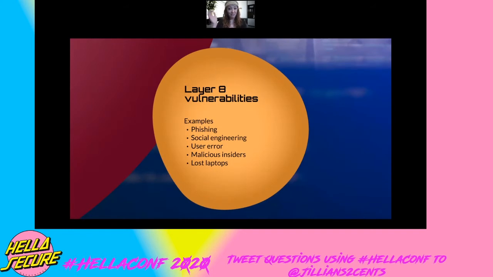So also layer 8 vulnerabilities. And by layer 8, I mean humans, of course. For example, phishing, social engineering, good old-fashioned user errors, malicious insiders, which we talked a little bit about, but you also want to consider your users, and lost laptops. So maybe there's lots of code on a lost laptop. Maybe there's a copy of the production database on a lost laptop. All sorts of things to keep you up at night. Sorry.